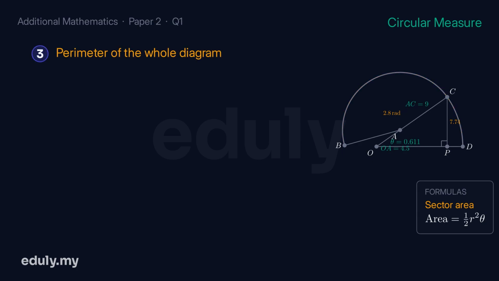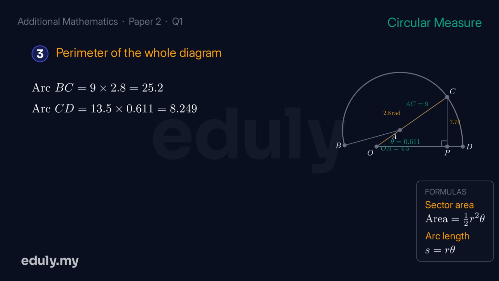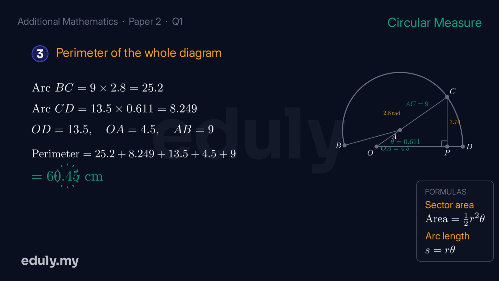Step 3. The boundary has 5 pieces, 2 arcs, BC and CD, and 3 straight edges, OD, OA, and AB. Arc length is radius times angle. Arc BC uses radius AC, 9, and angle 2.8, 25.2. Arc CD uses radius OC, 13.5, and angle theta, about 8.25. The straight edges: OD is 13.5, OA is 4.5, and AB is 9. Add the 5 pieces together. The perimeter of the whole diagram is about 60.45 centimeters.